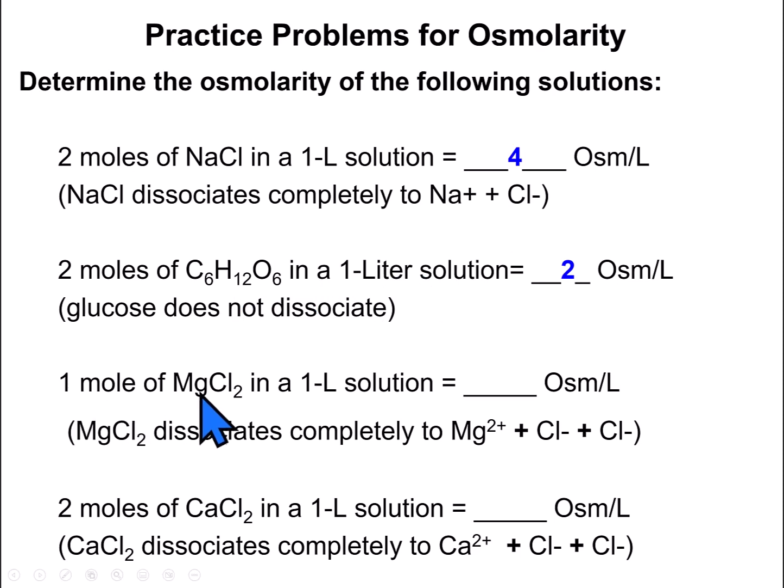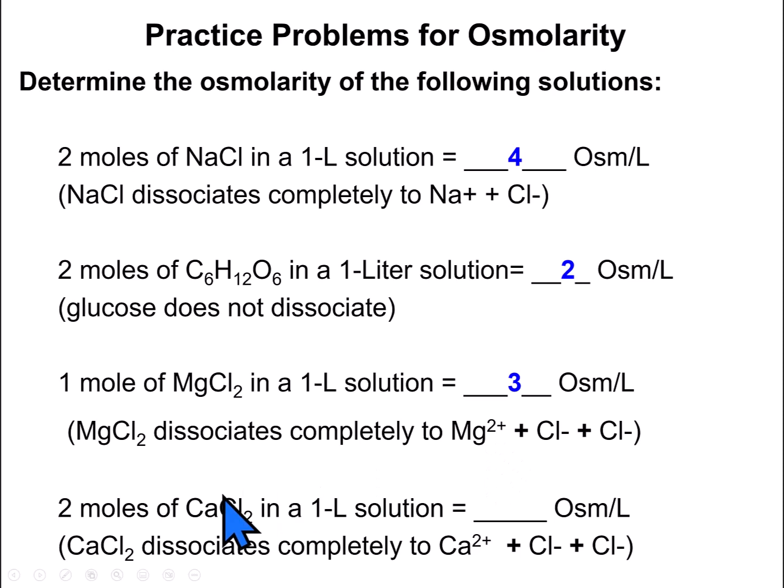What about a mole of magnesium chloride in a liter of solution? Well, magnesium chloride dissociates into 1 magnesium, and since I have a 2 right there, that means there are 2 chlorides. So you get 2 chloride ions. What would this be? 3. Because 3 here times 1 mole of it gives me 3. Now what if I had 2 moles of this? Well, this would be 6. What if I had 3 moles of magnesium chloride? Then 3 times 3 would give me 9.